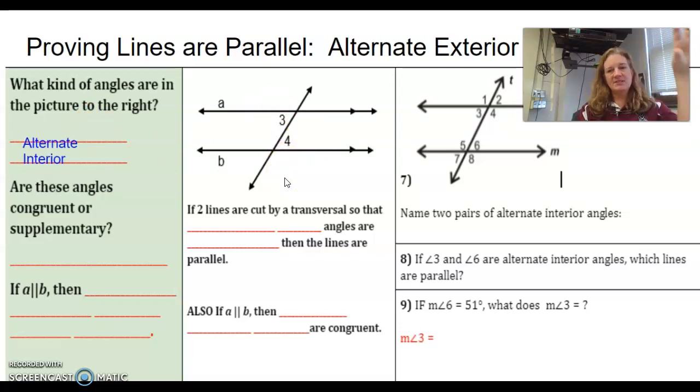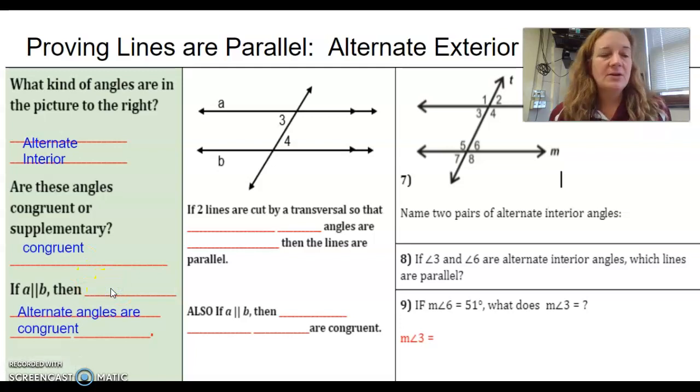Okay? There's one on one side, one on the other side, and they're on the inside. They're both touching the hamburger. And they look like they're congruent because they are, and the same thing is true. If the angles are congruent, then the lines are parallel. If A and B are parallel, then alternate interior angles are congruent. Okay?